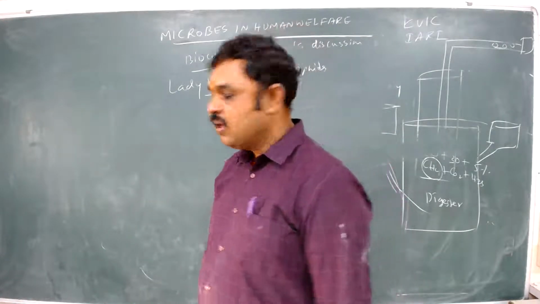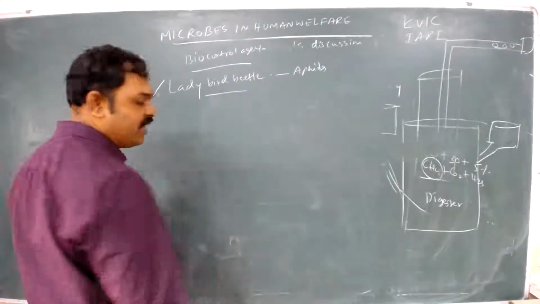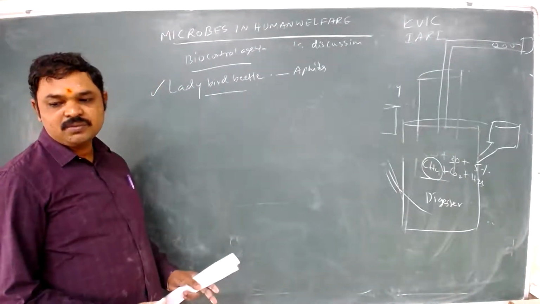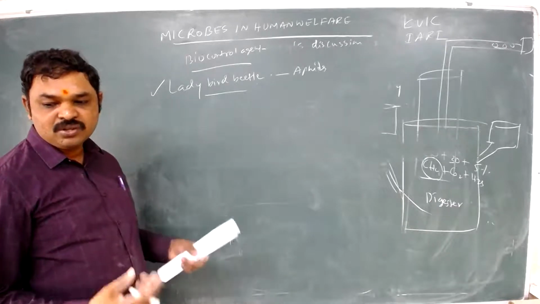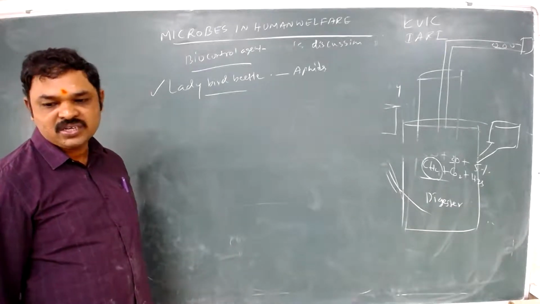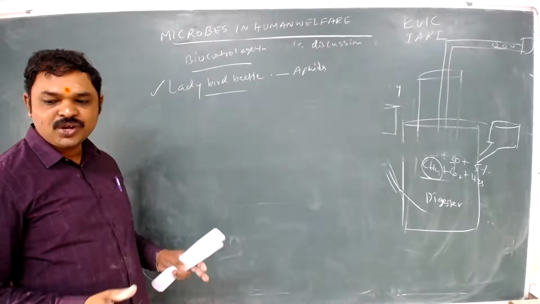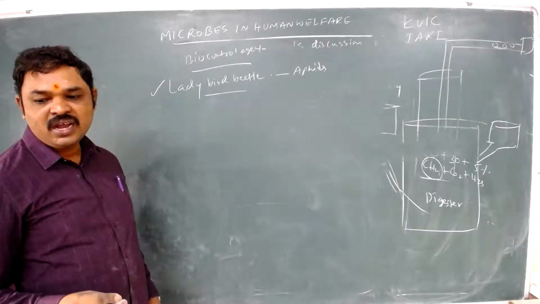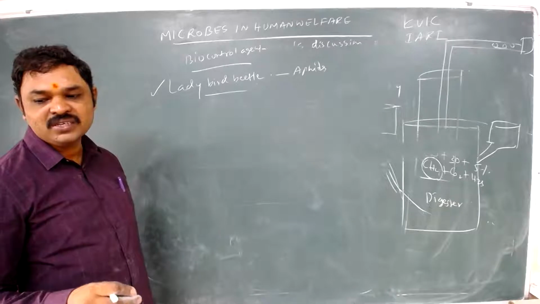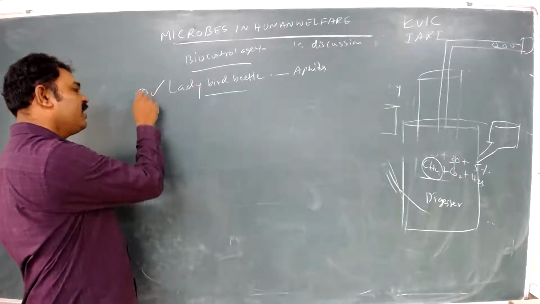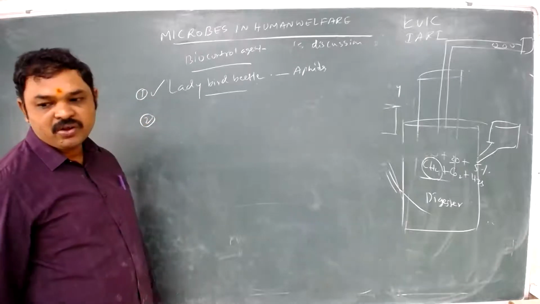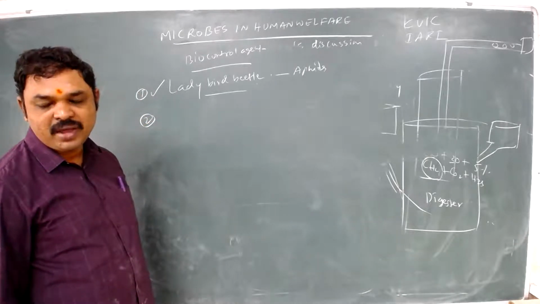So the important biocontrol agent is the ladybird beetle. The organisms or microbes that we can use to kill insects and pests are called biocontrol agents. They can protect the plant from insects and pests without the use of insecticidal and pesticidal chemicals. The ladybird beetle is one of the biocontrol agents, saving the plants from aphids.